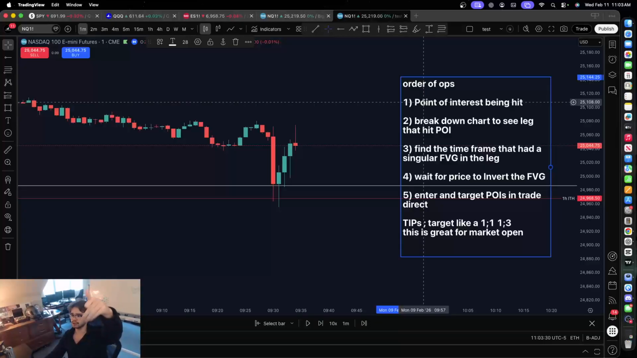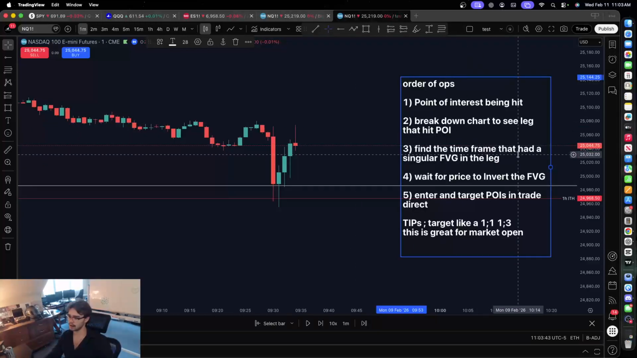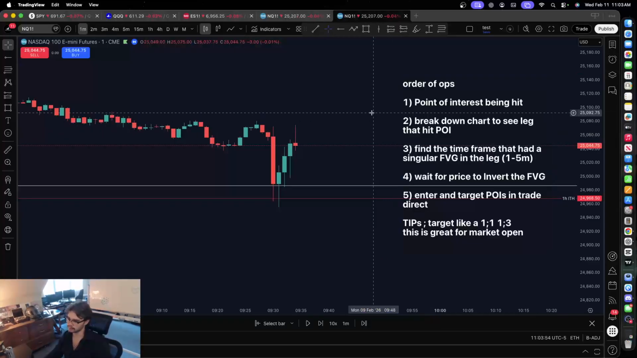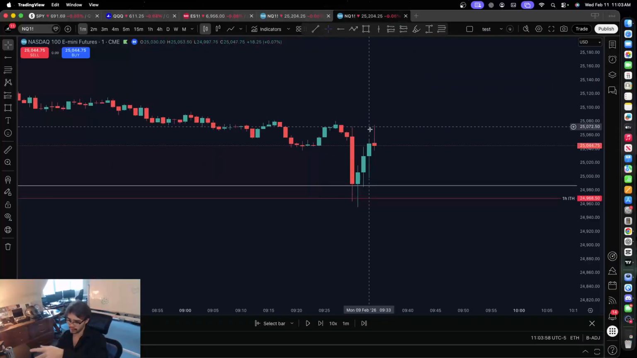Find the leg that hit the POI. Bam, there's the leg, right? It was the leg down, the move down or up to take out the point of interest. Cool. Step 3. Find the time frame. Technically this should be find the time frame, 1 to 5 minute chart, that has a singular fair value gap in the leg. Okay. Right here, 1 minute. We have a fair value gap, singular.